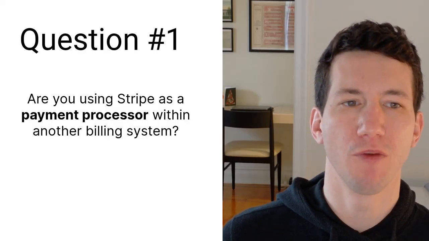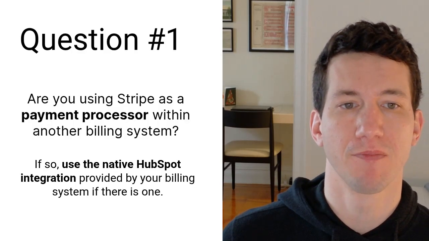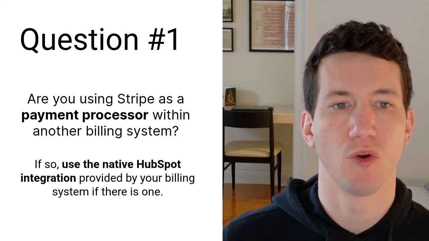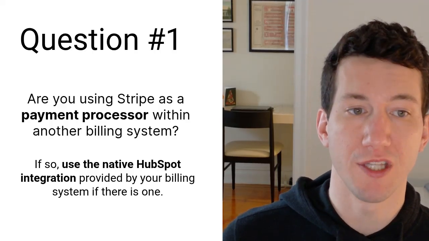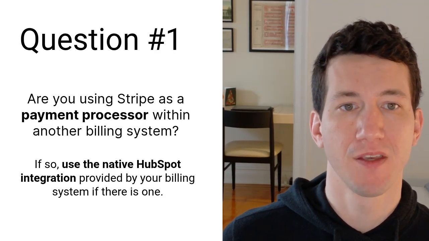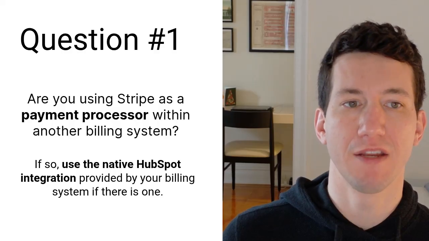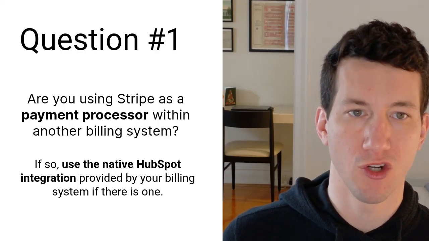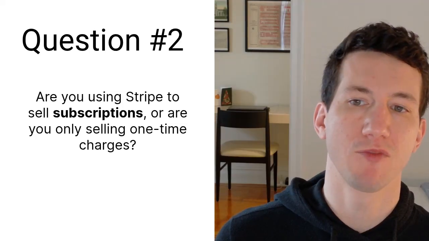If that's you, your best option is to use the native integration provided by your billing system, like Maxio's HubSpot integration or HubSpot Commerce's built-in objects. None of the other solutions in this video will apply because Stripe doesn't really have the data that you care about. But if Stripe is your billing source of truth, meaning your subscriptions, invoices, and revenue logic all live in Stripe, then the next question is if you're selling subscriptions or just one-time charges.